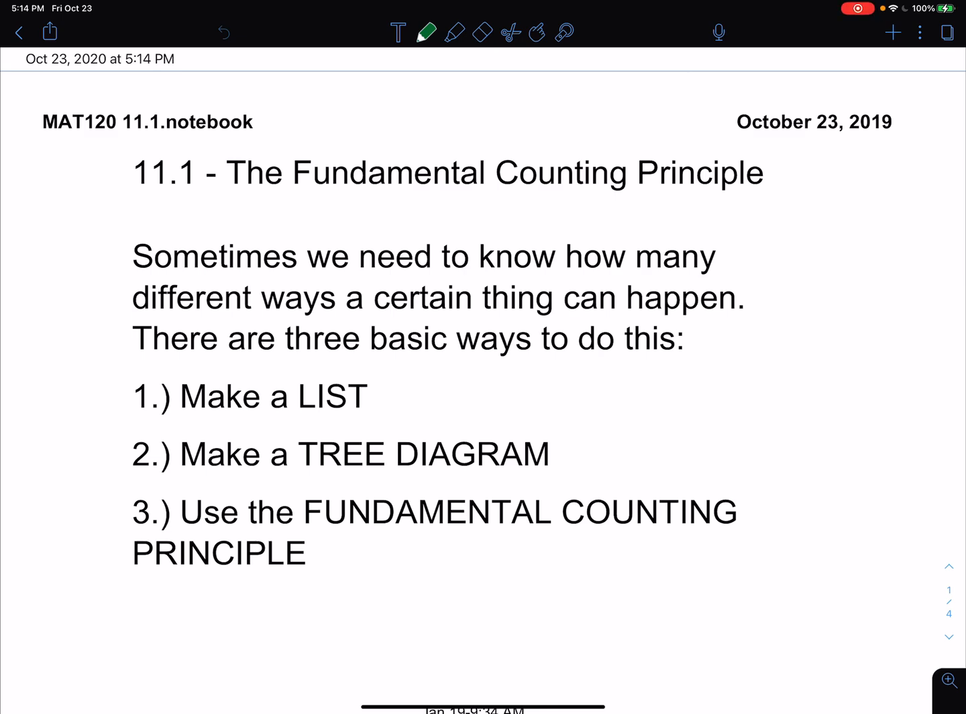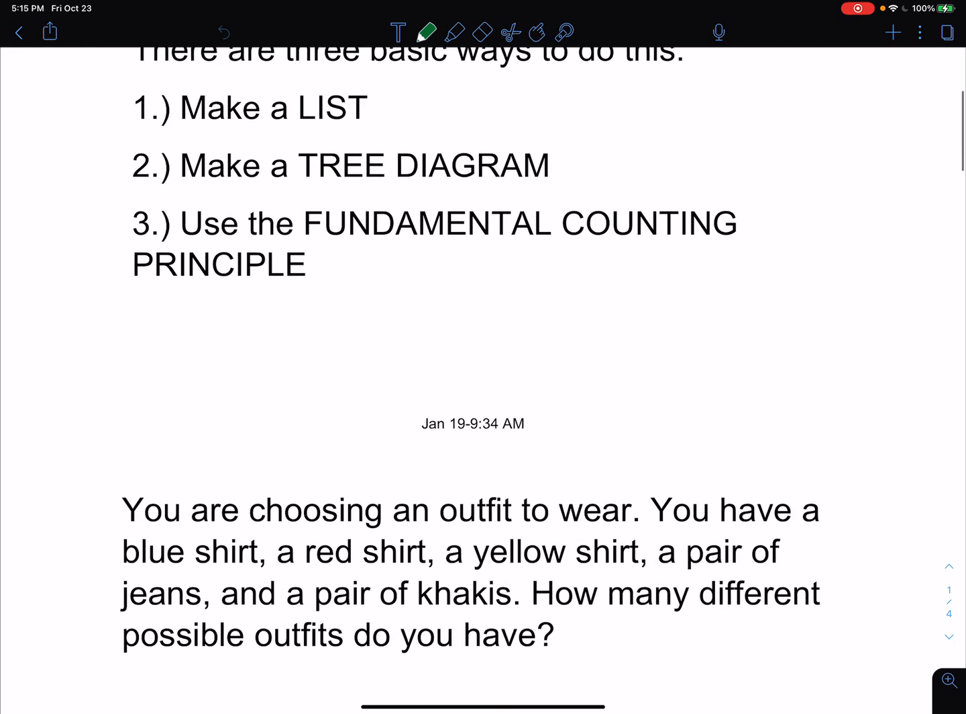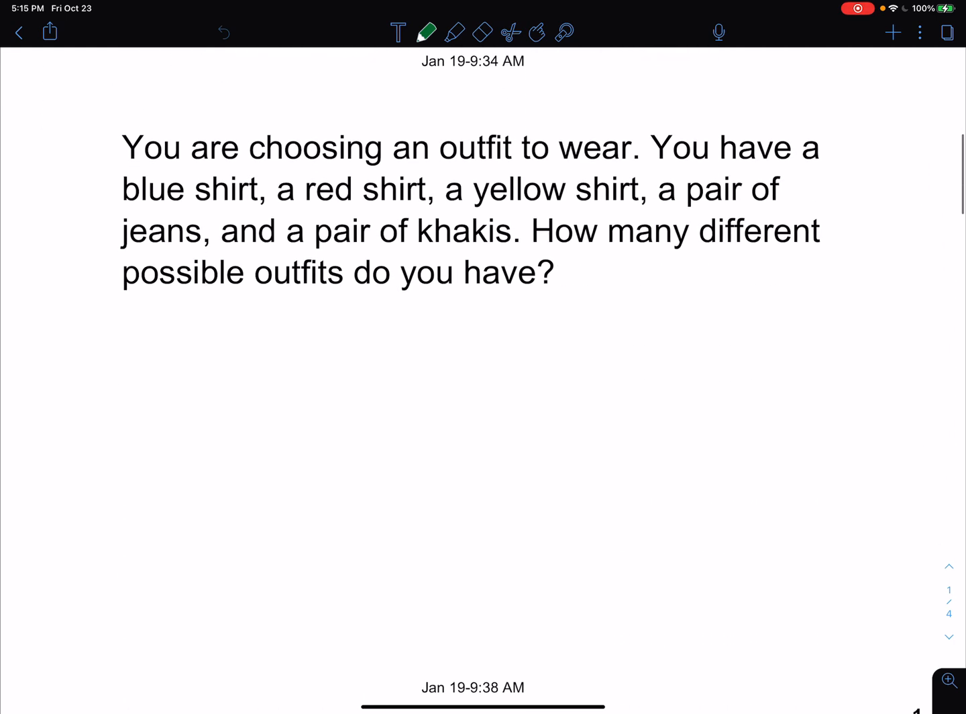Let's talk about the fundamental counting principle. So sometimes we need to know how many different ways a certain thing can happen. There are 3 basic ways to do this. We can make a list, we can make a tree diagram, or we can use the fundamental counting principle. So let's look at an example where we'll use all 3.